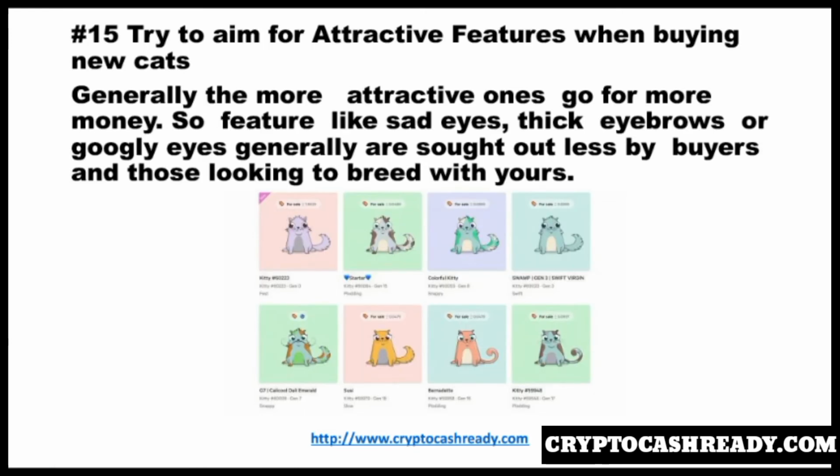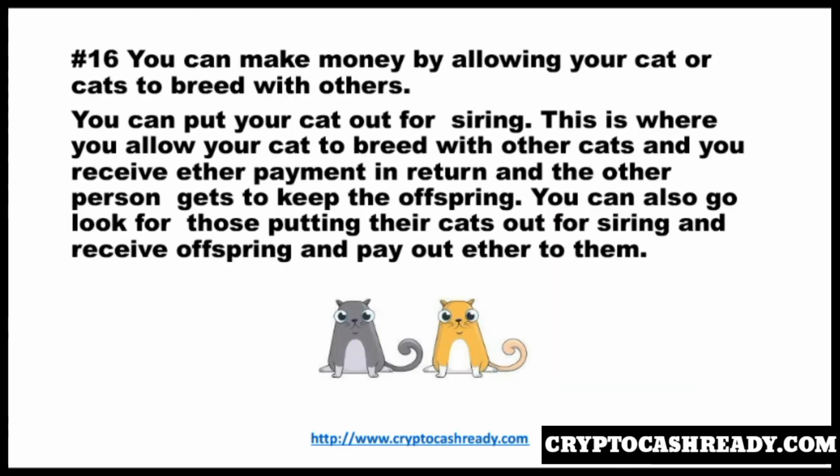Number 15. Try to aim for attractive features when buying new cats. Generally, the more attractive ones go for more money. So features like sad eyes, thick eyebrows, or googly eyes generally are sought out less by buyers and those looking to breed with yours.